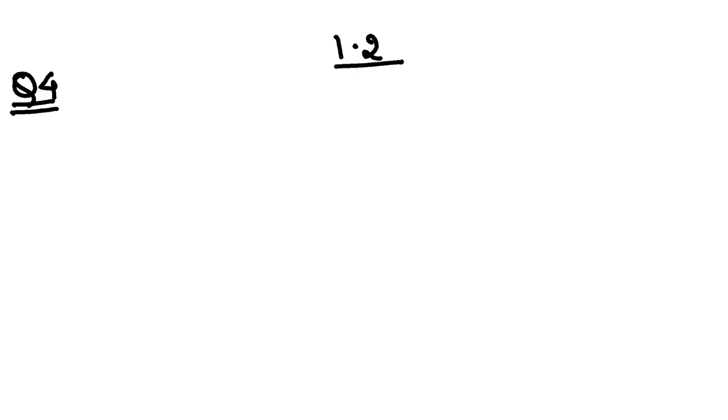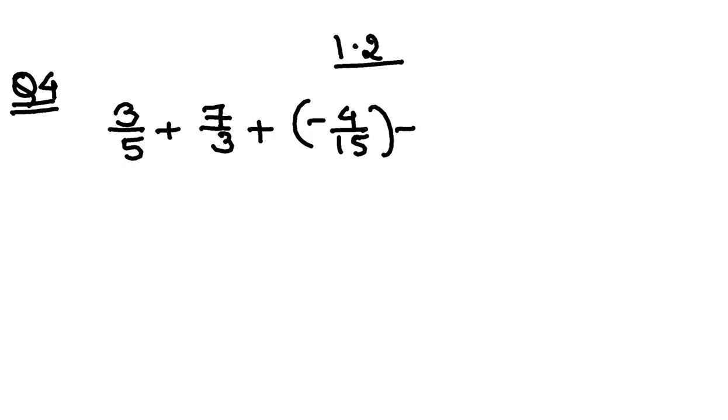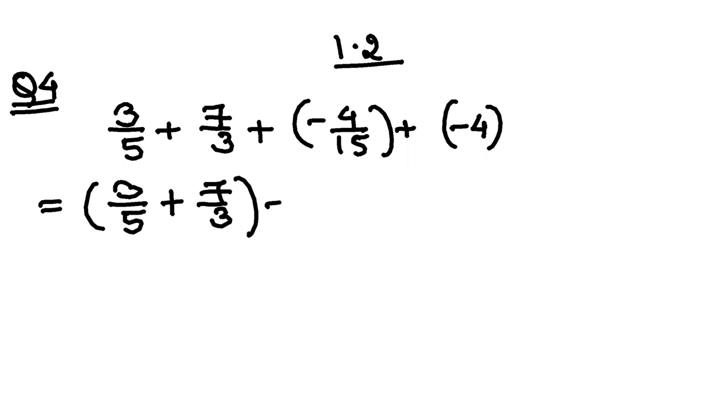Now, question number 4 is similar to question number 3. You have to rearrange and simplify. Let me take a question. 3 by 5 plus 7 by 3 plus minus of 4 by 15 plus minus of 4. Again, the first two terms are positive. I shall put them together like this. Last two terms are negative. I shall put them together like this.